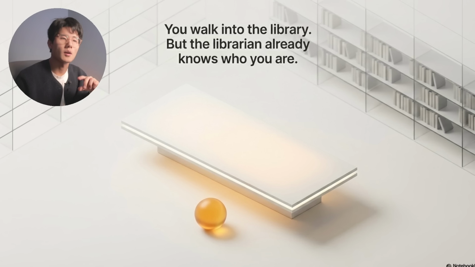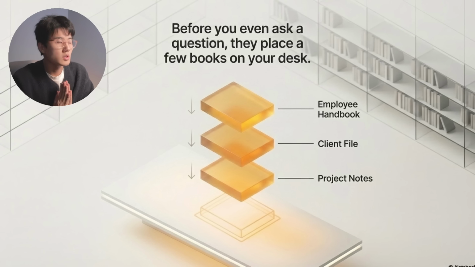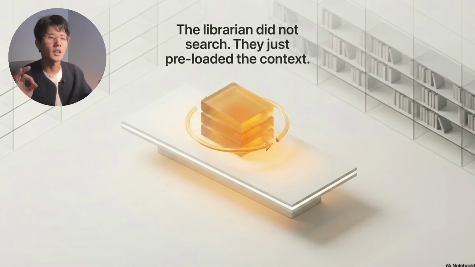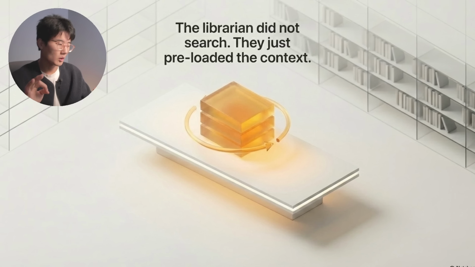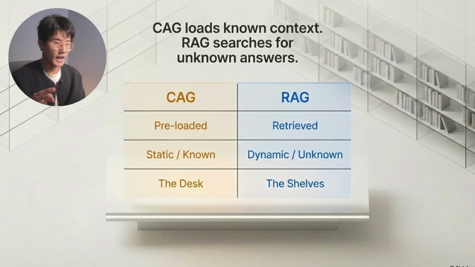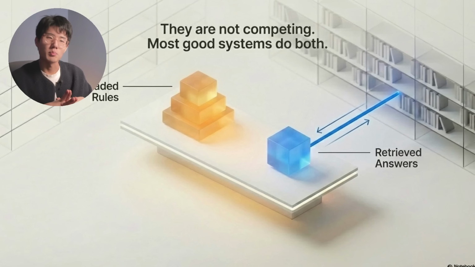When you walk into the library, the librarian already knows who you are. Before you even ask a question, they put your employee handbook, your client file, and your recent project notes on your desk. They just preloaded your context. They did not search for anything. They just know that you always need those things. They treat you like a regular. That is what we call CAG, pre-packaging known context before the AI even starts thinking. Now, RAG searches for unknown answers. CAG preloads known context. So are they competing with each other? What should I use? Well, most good systems, I think, do both at the same time.